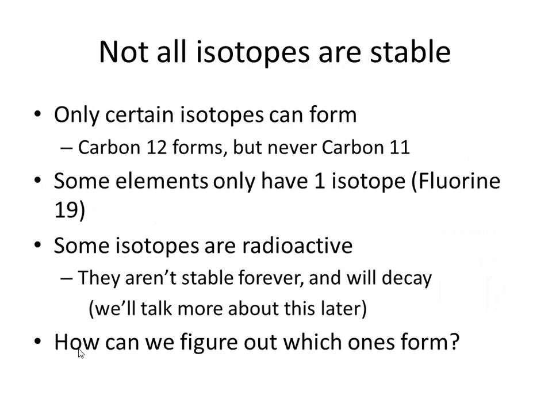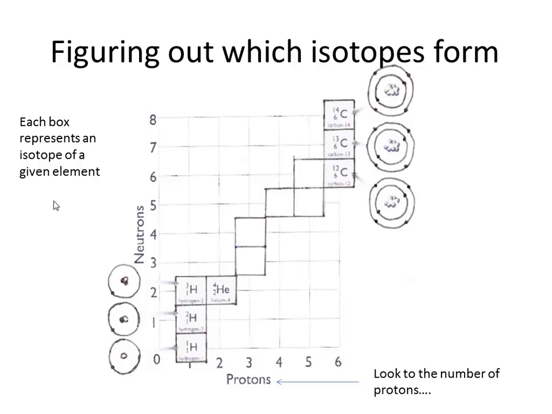Okay? Not all of them are stable. Carbon 12 will form, but never carbon 11. So carbon 11 isn't an isotope of carbon because it doesn't exist. And that's what we're going to figure out today.